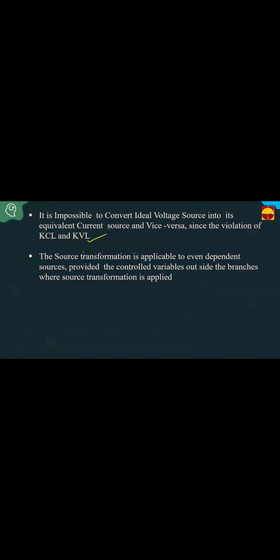But the source transformation is applicable to dependent sources also. What are the dependent sources? What are the independent sources? I already explained. For dependent sources also you have to apply, and for independent sources also. But when applying the source transformation for dependent sources, we know there is a control variable, a control parameter, in the dependent sources, such as a current controlled voltage source or a voltage controlled current source. The control variable must be outside the branch where the source transformation is applied. It is not present in the same branch. So source transformation is applicable to dependent sources also, provided the control variable is outside the branch where source transformation is applied.